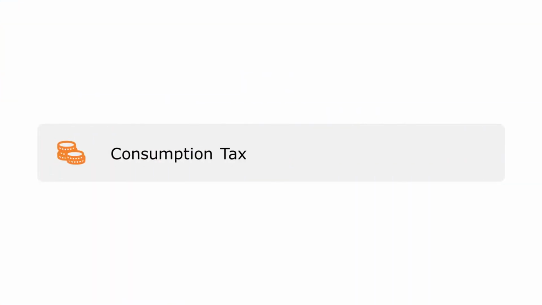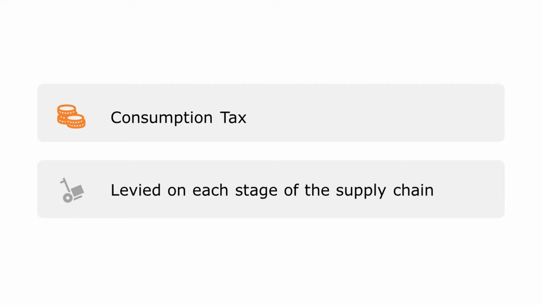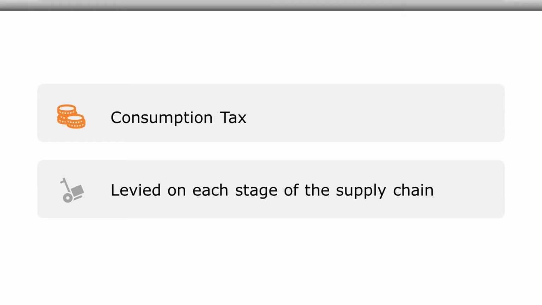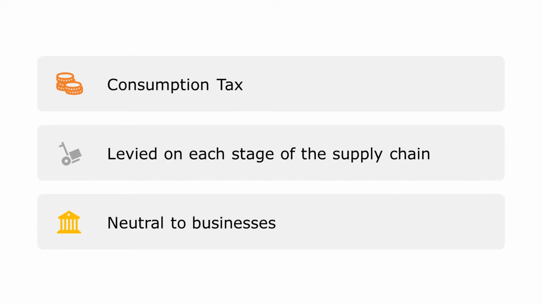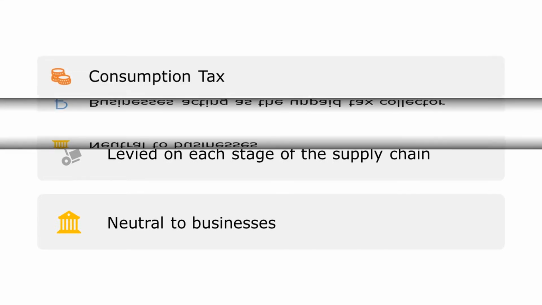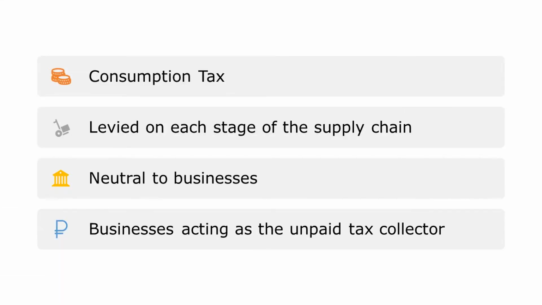So, what are the characteristics of VAT? Basically, VAT is a consumption tax levied on consumption of goods and services. The tax is levied on each stage of the supply chain. VAT should be neutral to businesses, and businesses act as the unpaid tax collector.